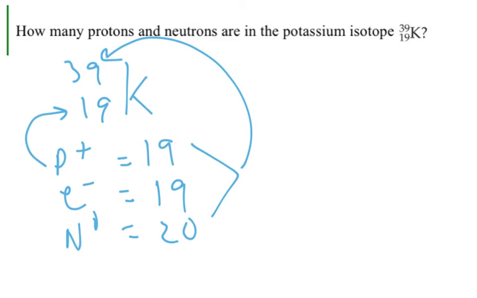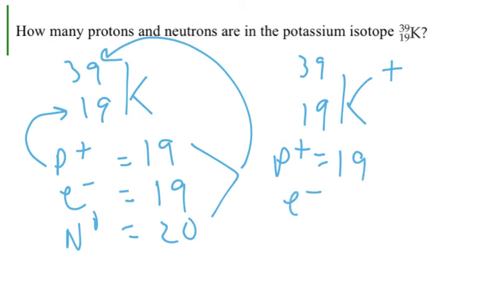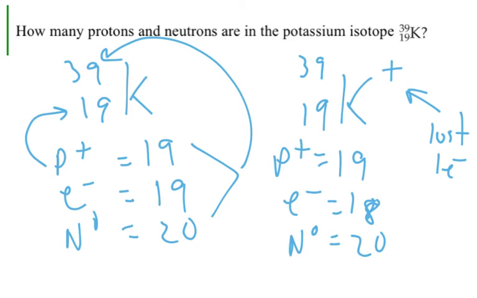All right. Now, again, if we were to put a charge, remember when it's a 1, you don't need to write the 1. So when you see a plus by itself, it means plus 1. If you see a minus by itself, it means minus 1. Here, proton number is still 19. But this means you lost 1 electron. It's a cation. So instead of having 19, you now have 18 negatives. And again, the neutron number is still 39 minus 19, which is 20.